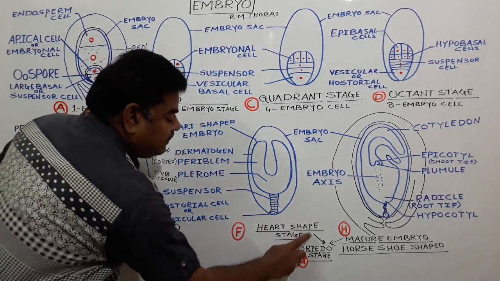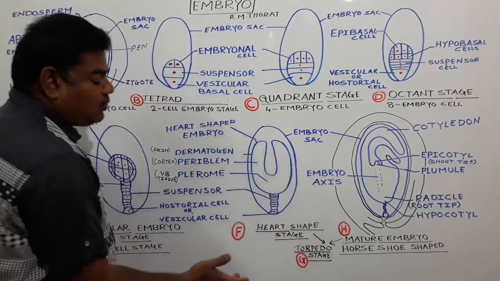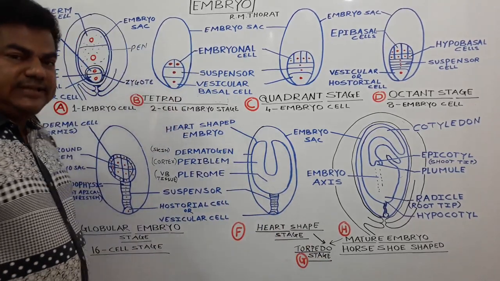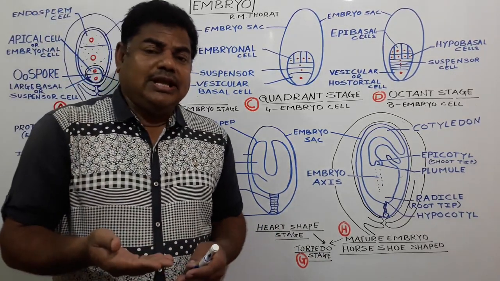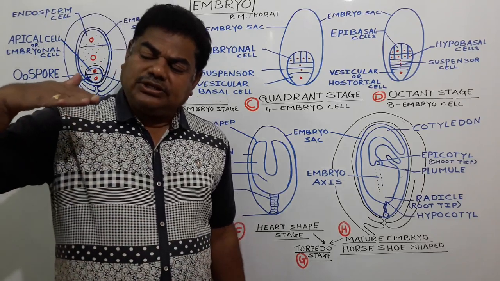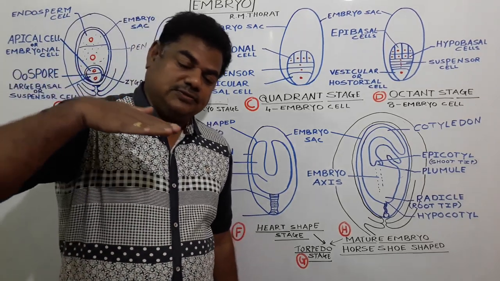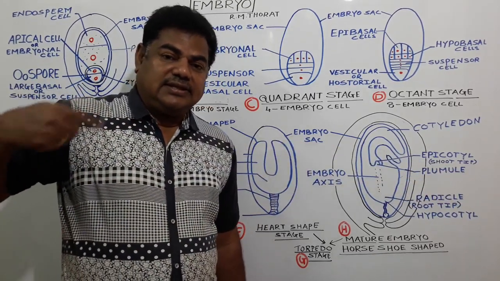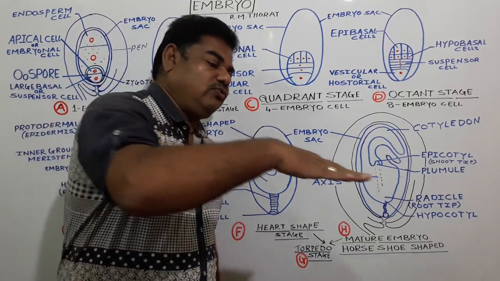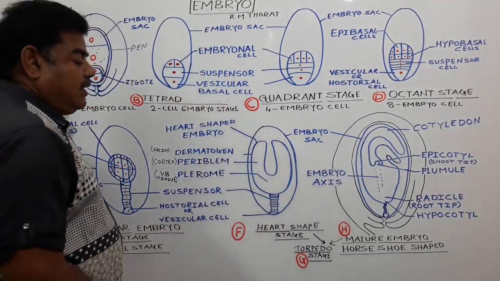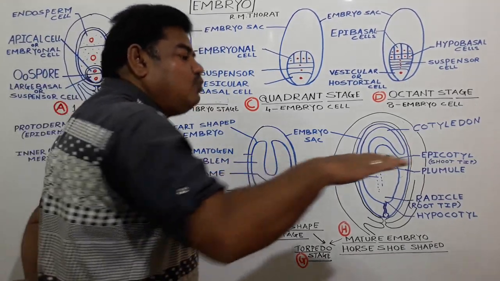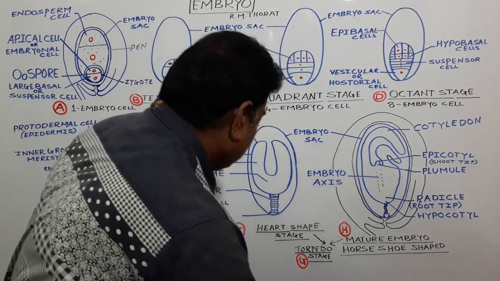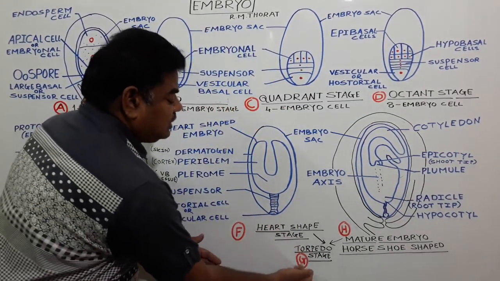Now this heart-shaped embryo transforms into the torpedo stage. Torpedo is the name of a fish, and when that fish moves in water, it moves in one plane like this. It moves its tail like this, and moves forward in the sea water. This forward movement we call torpedo movement. Now why is the name given? After this heart shape stage, a torpedo stage takes place.